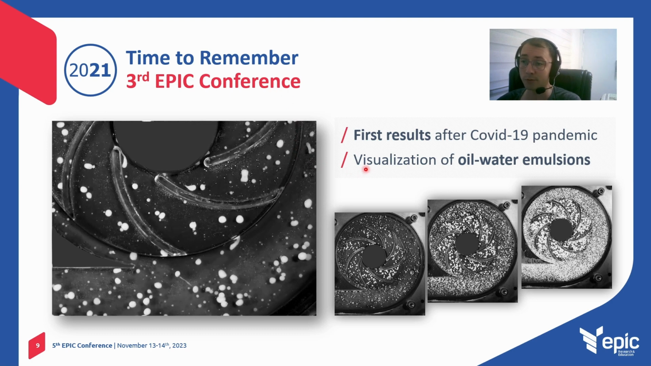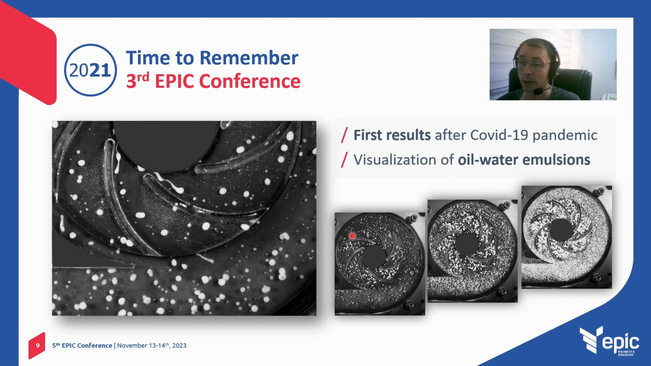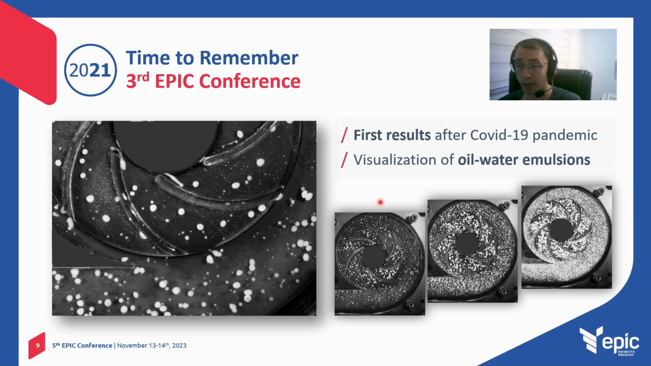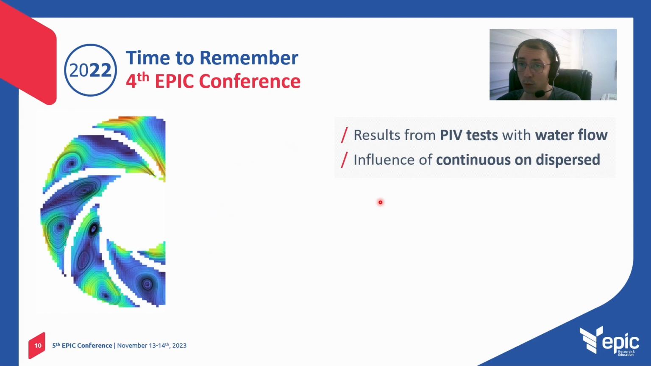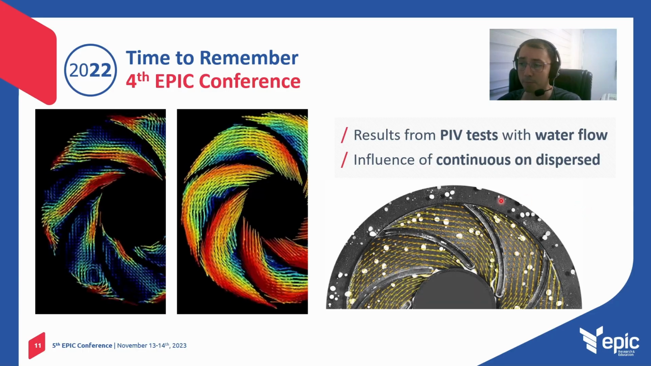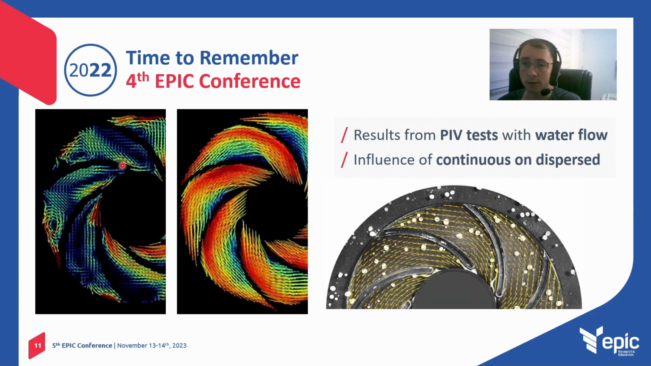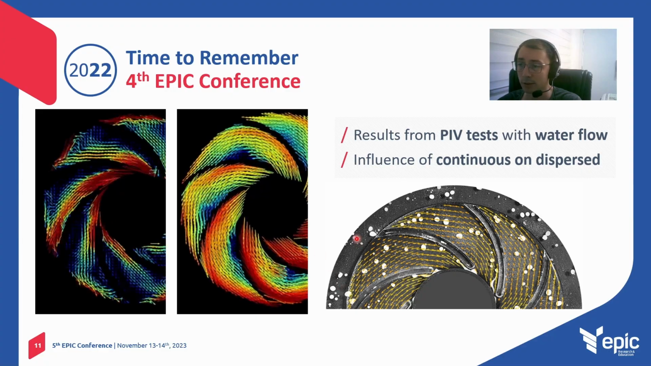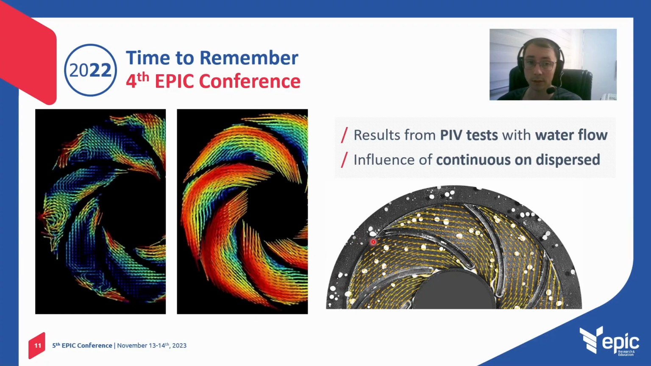And in that time, we were visualizing the oil-water emulsions inside the pump using a high-speed camera without the laser. And the laser was then used in 2022, last year, where we reported some results from PIV tests with water flow. And we were also analyzing the influence of the continuous phase on the dispersed phase. So these are some examples of results presented last year, and also these ones, these velocity vectors, and this relationship between continuous and dispersed phases.